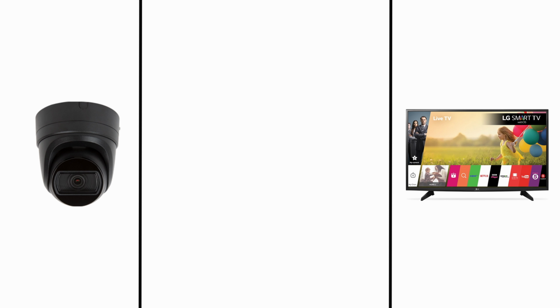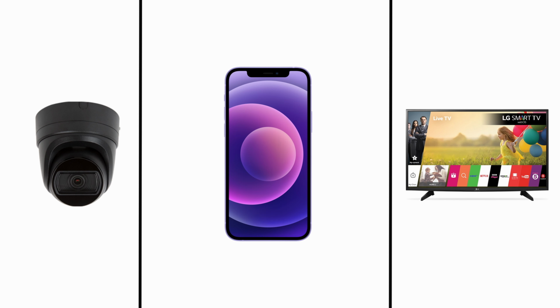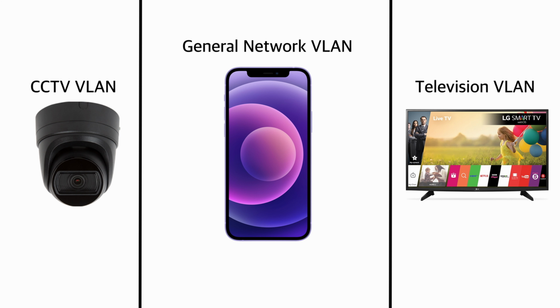Place all the devices into VLANs. Great, job done. General network VLAN that contains wireless devices, CCTV VLAN that contains all the CCTV elements, television VLAN that contains all the TVs, and so on.